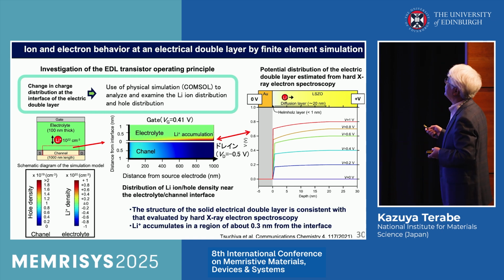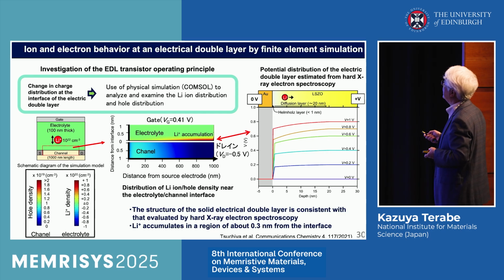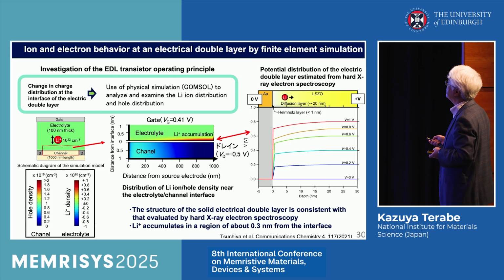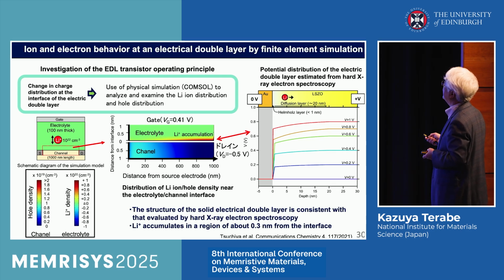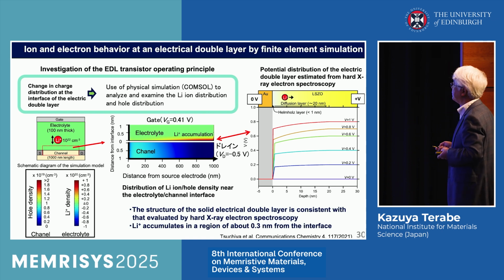This is also examining the potential distribution of the electric double layer estimated from hard X-ray photoelectron spectroscopy. You can see that there is a big rapid change in potential like this. This corresponds to the electric double layer. This thickness is also 0.3 nanometer, so the simulation and experimental data are almost consistent with each other.